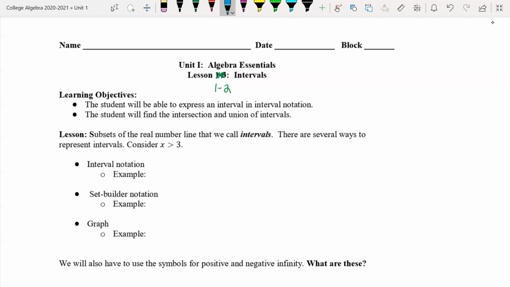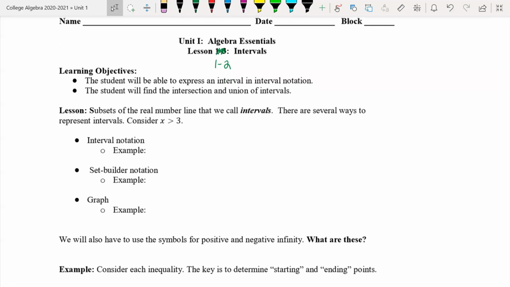Consider x is greater than 3. I'll do the first couple examples with you guys. Interval notation: make sure if you have greater than or less than, that's going to be a parenthesis. If it's less than or equal to, greater than or equal to, that's going to be a bracket. Okay? So, interval notation. X is greater than 3.